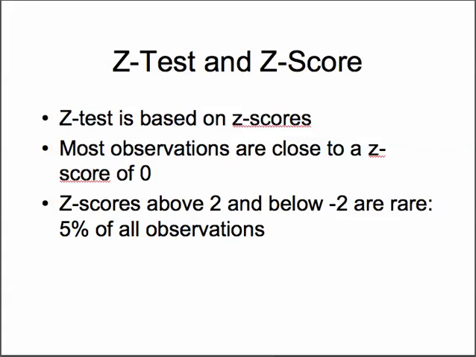A z-test is based on the concept of z-scores, which we learned about in a previous presentation. The z-score is also called a standardized score, in that it's based on the standard deviation. Z-scores allow us to view which observations are more deviant than others. Most observations are relatively close to a z-score of 0. The ones that are either greater than 2 or less than -2 are among the 5% of observations that are in those ranges of z-scores. In other words, 95% of all observations are within the band of -2 to +2 standard deviation units from the mean value.